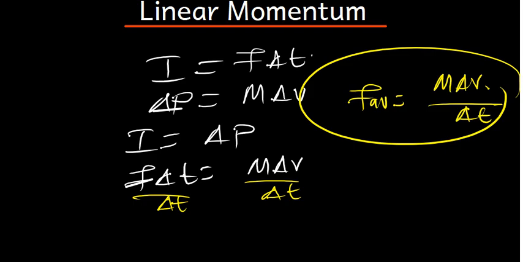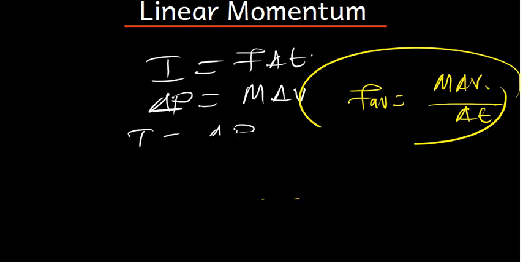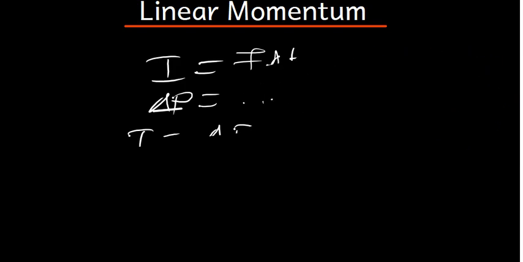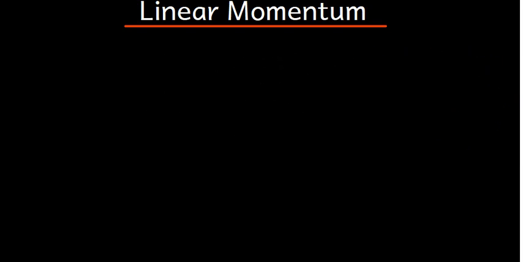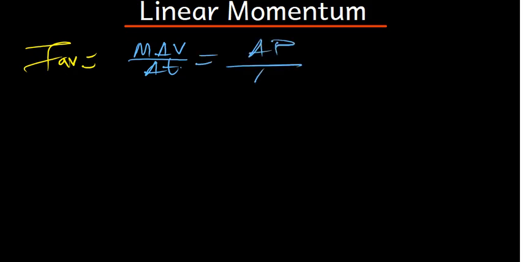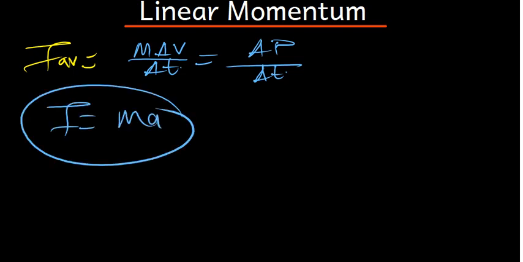Now I want to show you how this formula comes about. In general, the average force is given by the mass times change in v, everything divided by change in time. But remember, what is on the top there is basically the change in momentum, divided by change in time. We know that force is equal to mass times acceleration. Let's pick it up from there.